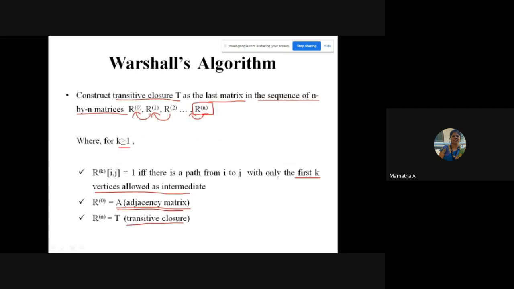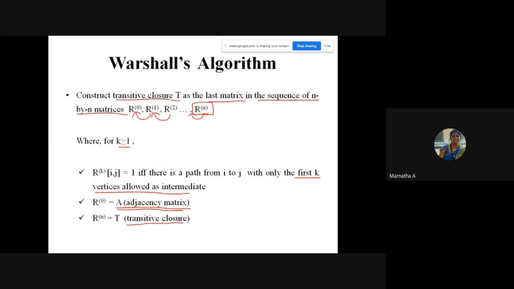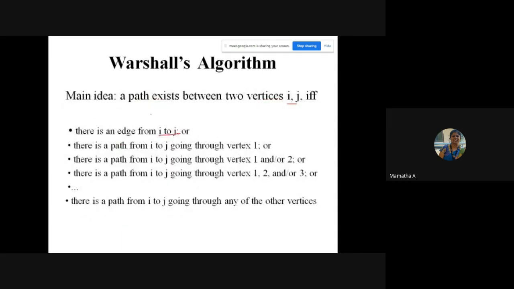Next comes R1. So what does it mean? R1 means there is a path from i to j going through a vertex. Which vertex? R1 means which vertex acts as the intermediate? The first vertex, so vertex 1. Next, R2 means I am finding whether there is a path from i to j going through vertex 1 and 2. Why? Because it can be 1 and 2 acting as the intermediate, or only 2. We cannot predict that.